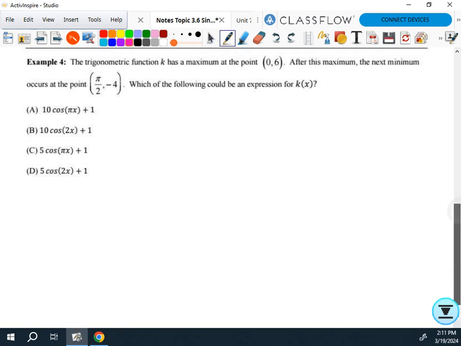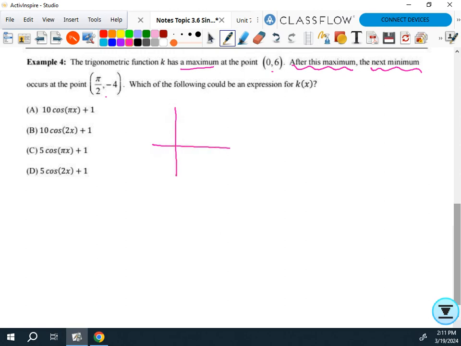All right. So function k has a maximum at this point. After this maximum, the next minimum makes a difference. We have an infinite number of maximums and an infinite number of minimums, right? So if I have a maximum, I need to know whether or not it's the next minimum or things could change. And it gives me this point. So it's which of the following could be an expression. We had one similar to this the other day. They weren't asking us for equations, but it was similar to this.